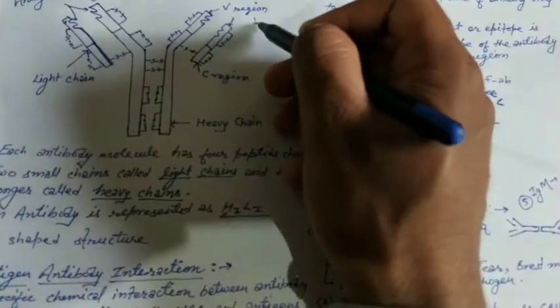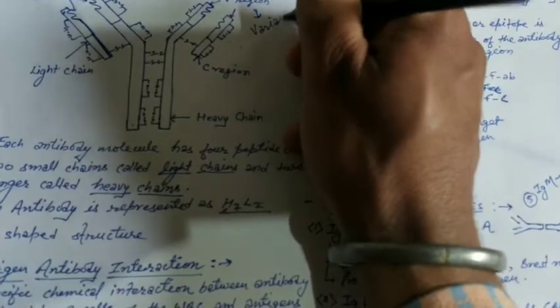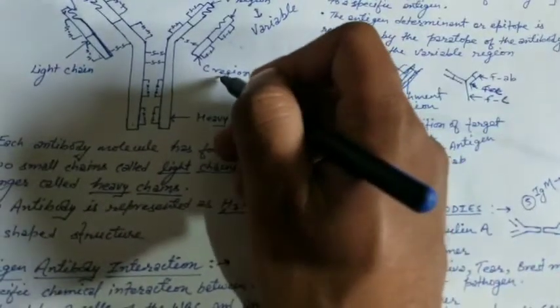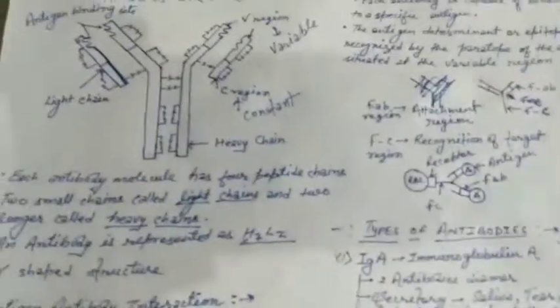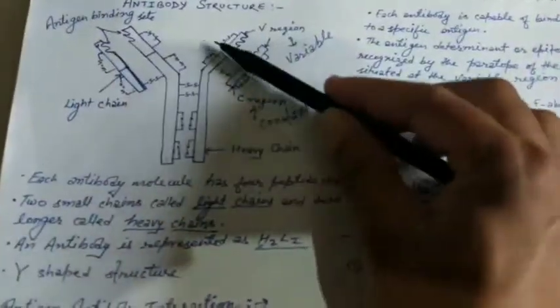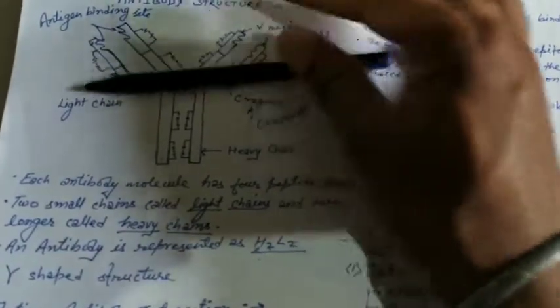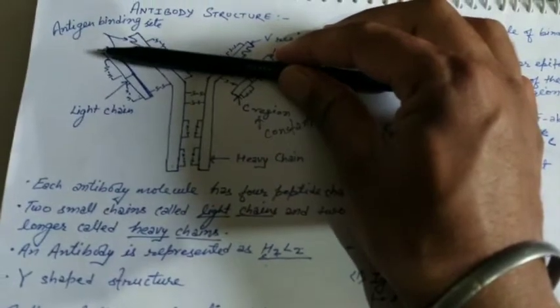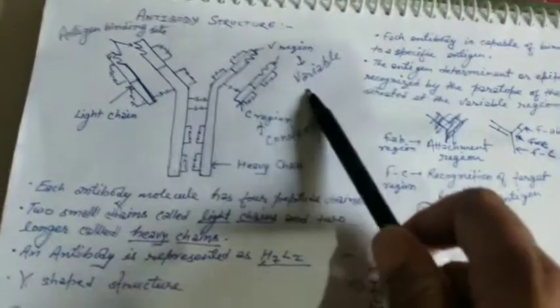So the meaning of V is variable region, and the meaning of C is constant region. So the C means constant. All the antibodies' structure up to this is basically same. There is no variation. All antibodies are similar, but the antibodies are dissimilar in this variable region.